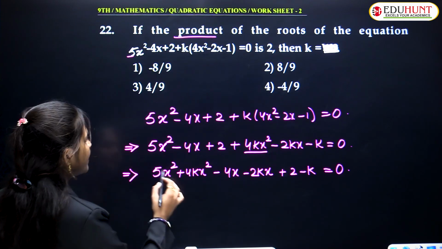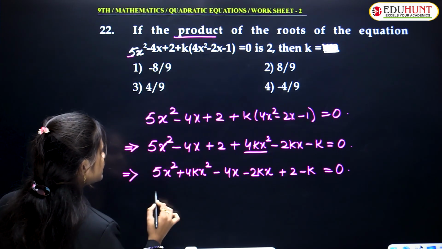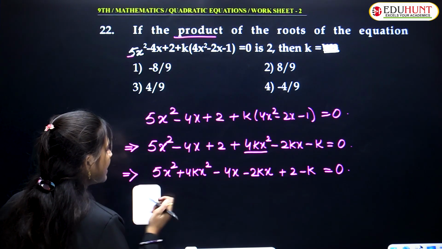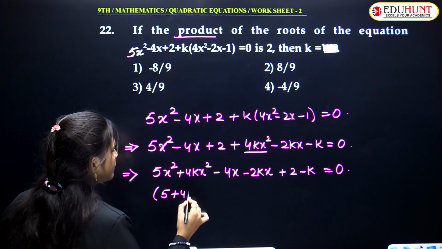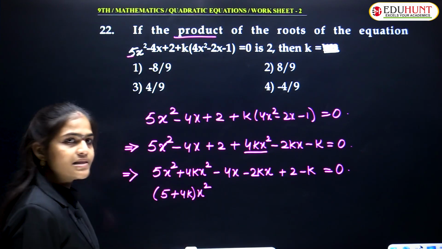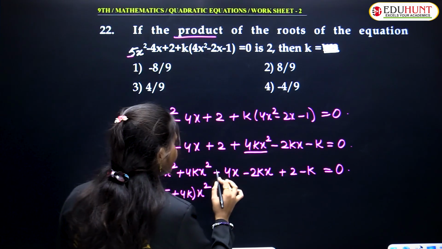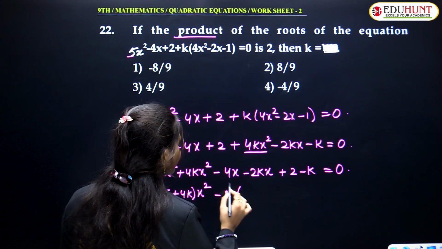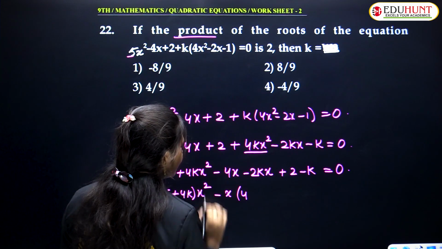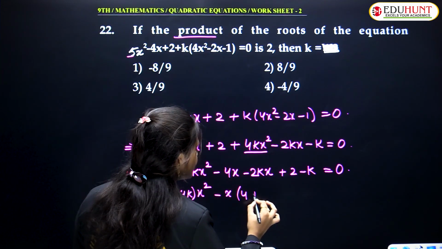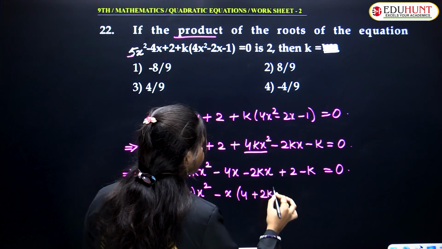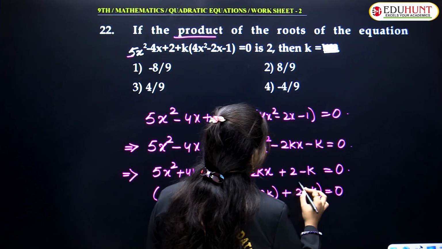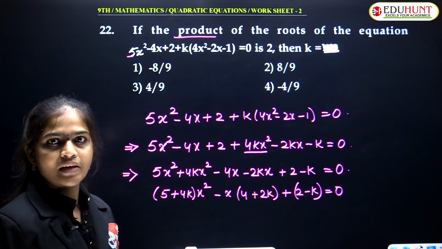Okay, so from the first 2 terms, we can take x square as common. Then how can we write this? 5 plus 4k into x square. Shall we write like this? Next, from these 2 terms, take minus x as common. So finally what will we get here? 4, since we already took x as common, and minus came outside, so this is plus 2k. And come to this one, here 2 minus k, which is equal to 0. So together that is 2 minus k. Am I clear to you?